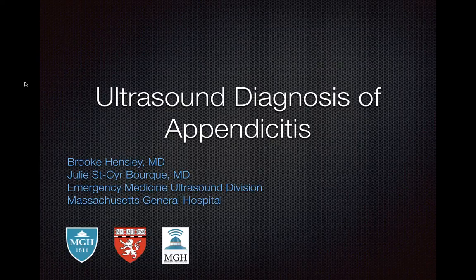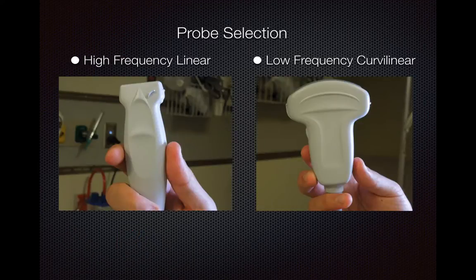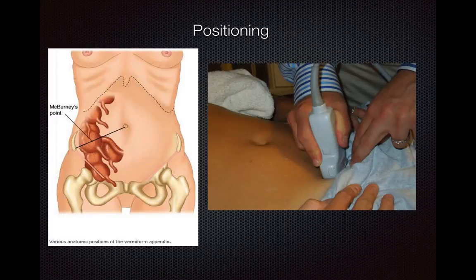Today we're going to talk about the ultrasound diagnosis of appendicitis. The first step is your probe selection. You can either use the high frequency linear probe or the low frequency curvilinear probe. And we'll show you examples of images using both.